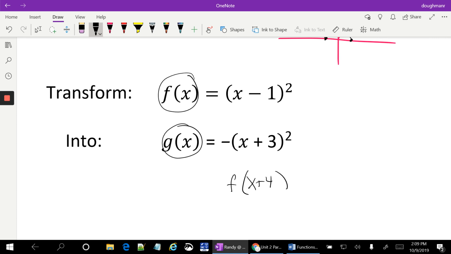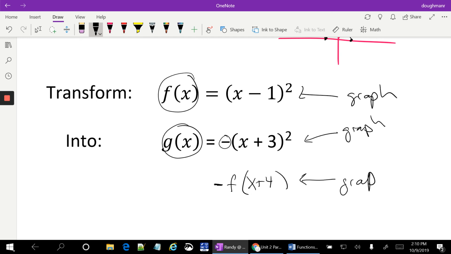And then I've got to flip. So I got to flip it since it's negative of the function itself. I've got to flip the function in order to get a flip over the x-axis. All right. Then you should try that. Graph that, or graph both of these, and then graph that. And you should see that g of x and that function, the opposite of f of x plus 4, should be the same function.